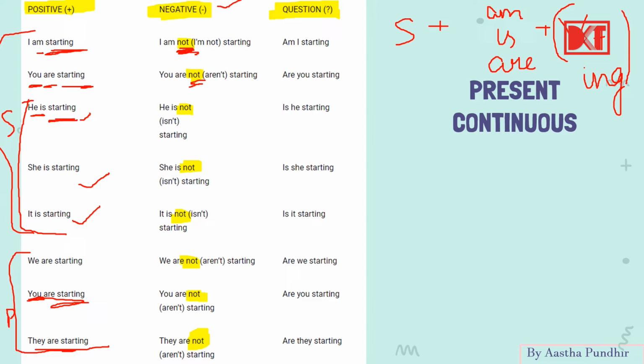Then for questions, we begin with the verb. We start with the verb and go on like, am I starting? Are you starting? Is he starting? Is she starting? Is it starting? Are we starting? Are you starting? Are they starting? Alright, now this is all for the present continuous formation.